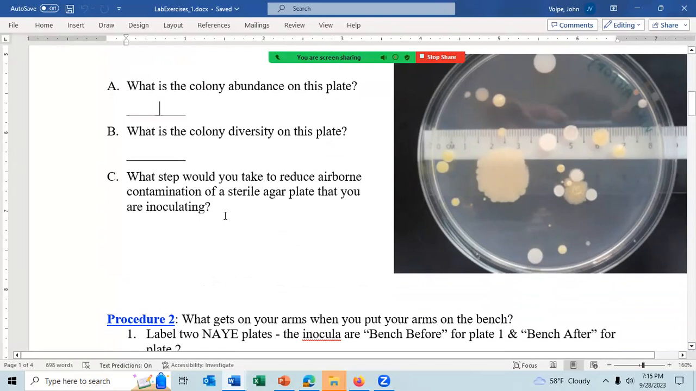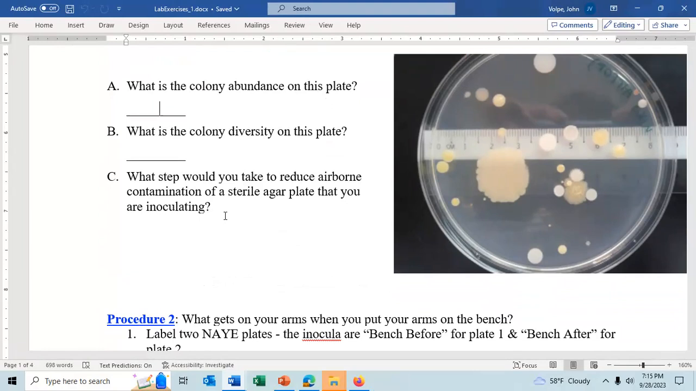It is addressed somewhat in this lab, but you do have to think a little bit. And that is, what step would you take to reduce airborne contamination on a sterile plate that you are inoculating? So don't tell me something you can do before you inoculate the plate or something you can do after you inoculate the plate. You have to tell me something you can do while you are inoculating the plate. Okay? So when you're inoculating the plate, let's say you're streaking something.